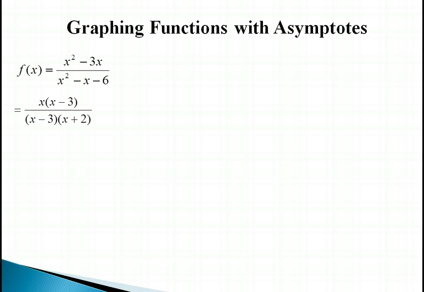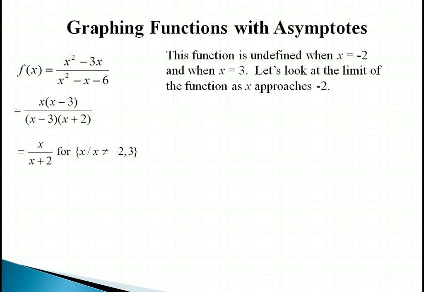Of course we could simplify further and cancel out the x minus 3's, and we're just left with x over x plus 2. They are similar functions, except the new function is defined at 3 where the original function was not. So we're going to make a domain restriction on the simplified function so that they are exactly the same graphs.